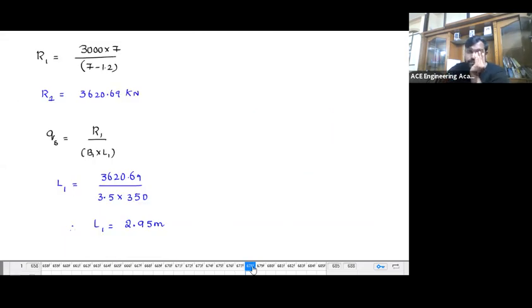See, 3000 into 7 by 7 minus 1.2. So 7 by around 6. Let's remove that 1.2 as 1. So what I do is 7 by 5.8. No, I'll take it as 7 by 6. 7 by 6 means how much? So you have to solve 7 by 6, which means 1.167. So 1.167 into 3000, which is going to be more than 3500.